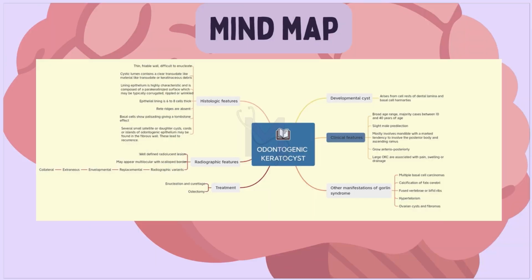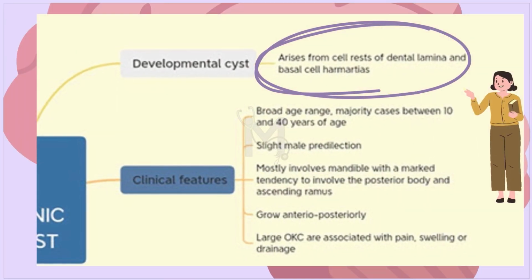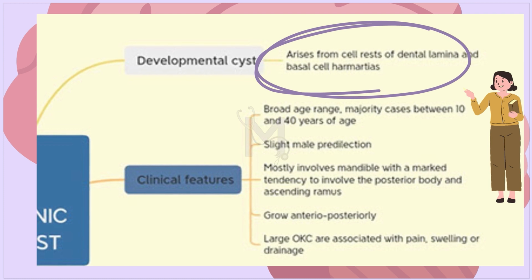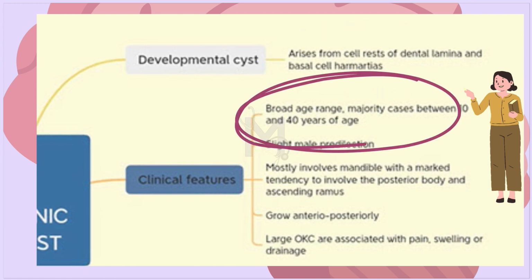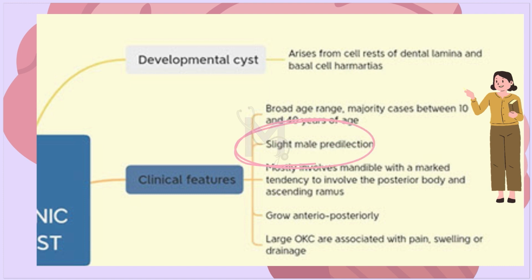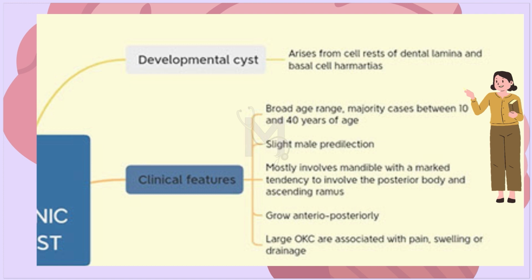Odontogenic keratocyst is a developmental cyst that arises from cell rests of dental lamina and basal cell hamartias. It has a broad age range with majority cases between 10 and 40 years of age. There is a slight male predilection. It mostly involves the mandible with a marked tendency to involve the posterior body and ascending ramus. It grows anterior posteriorly. Large OKCs are associated with pain, swelling, or drainage.